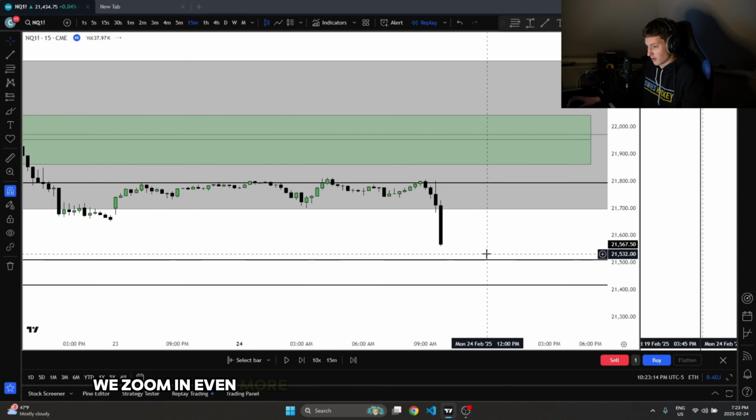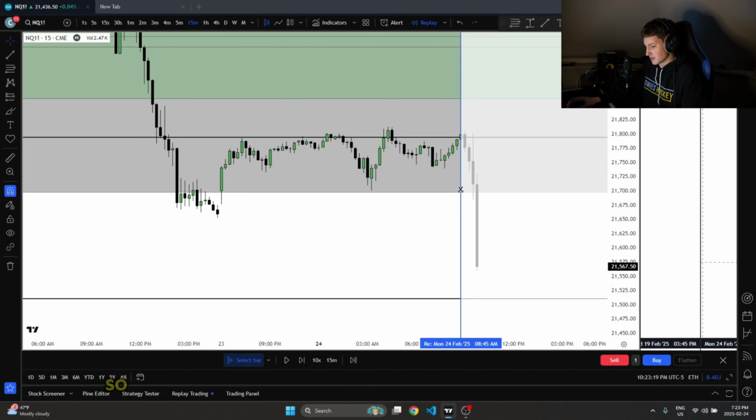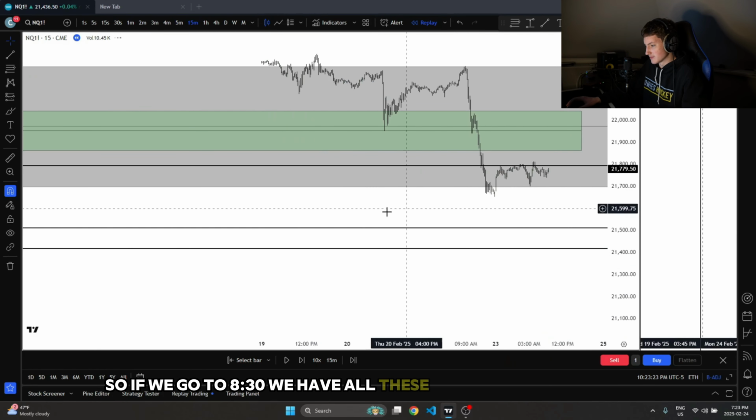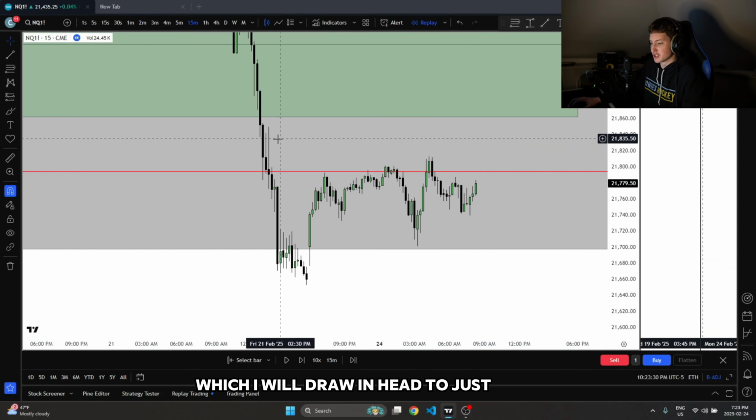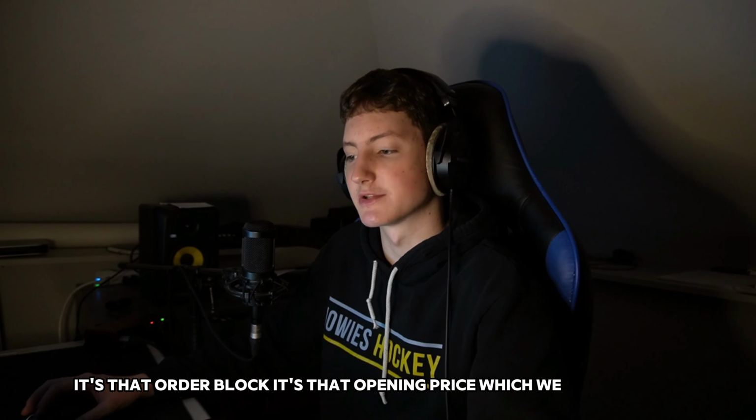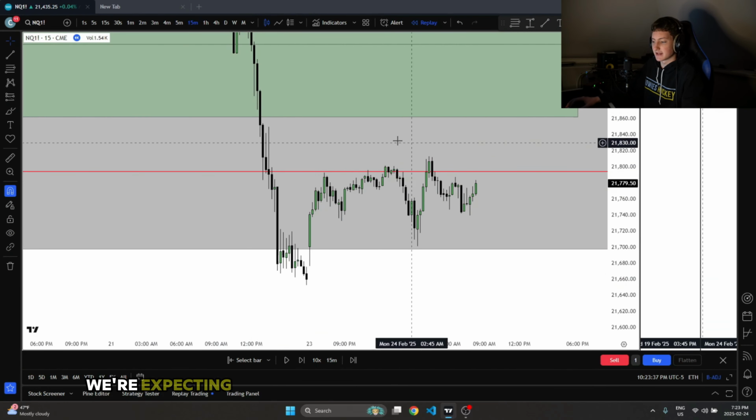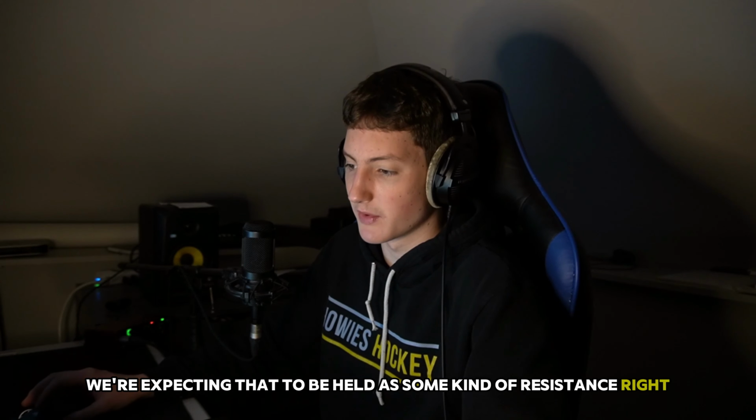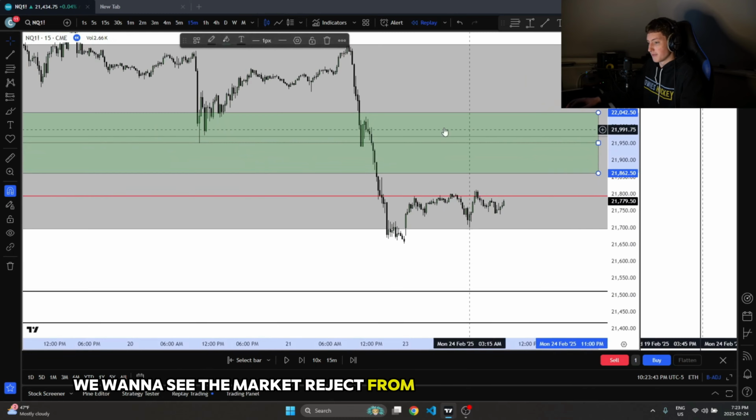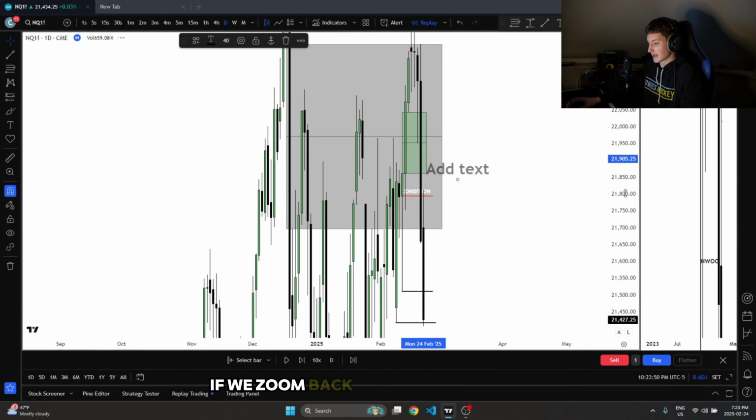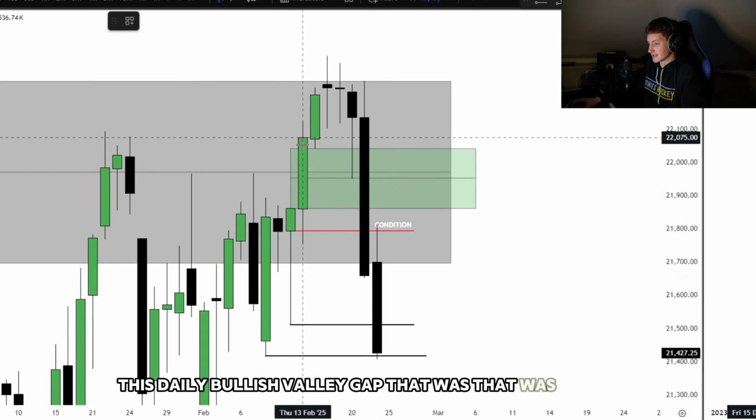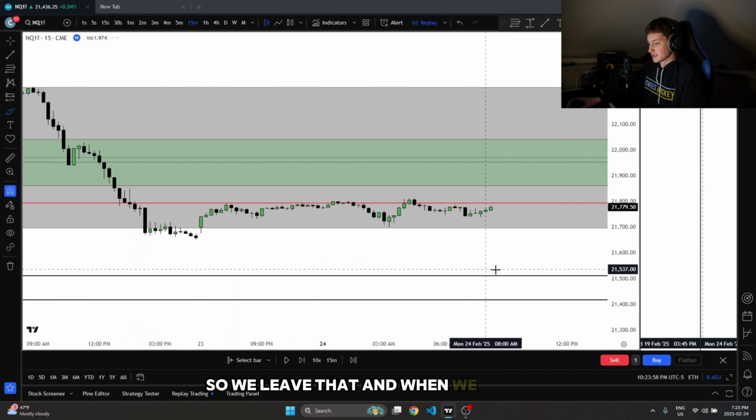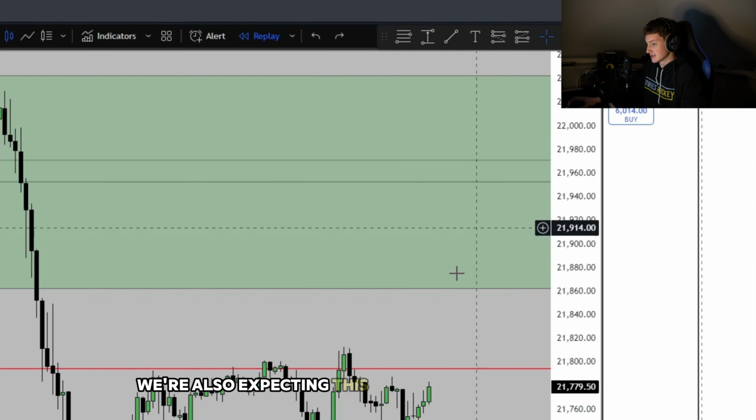We zoom in even more. So now we're on the 15-minute time frame. So if we go to 8:30, we have all these resting lows down here. This line here, this black line, which I will draw in red to denote it's an area we're expecting resistance. It's that order block, it's that opening price, which we disrespected. Once we break below that, we're expecting that to be held as some kind of resistance, right? We want to see the market reject from both this green box here. If we zoom back out, on the daily, this daily bullish fair value gap that was inversed. So we leave that, and when we zoom in, we're also expecting this to hold bearish.